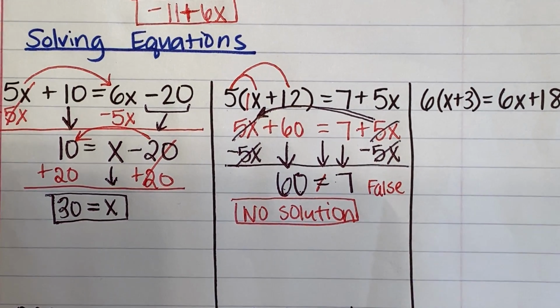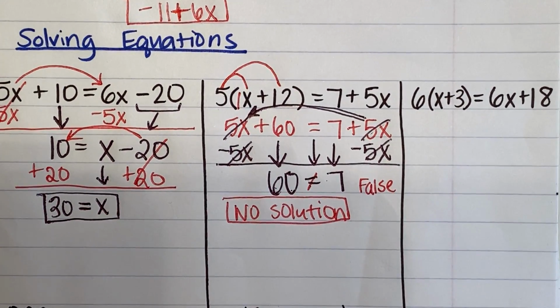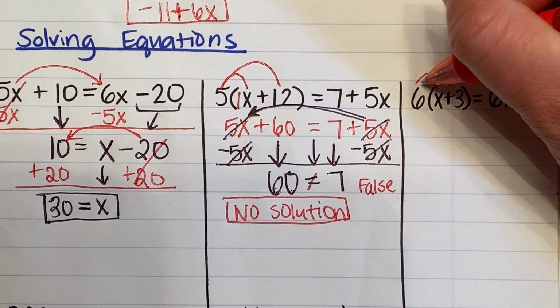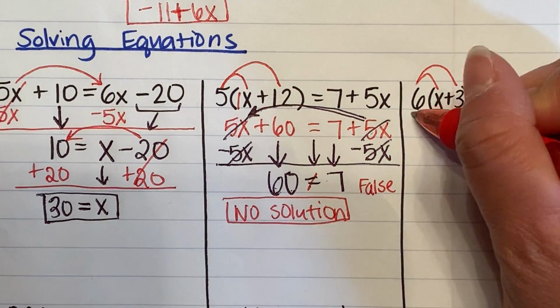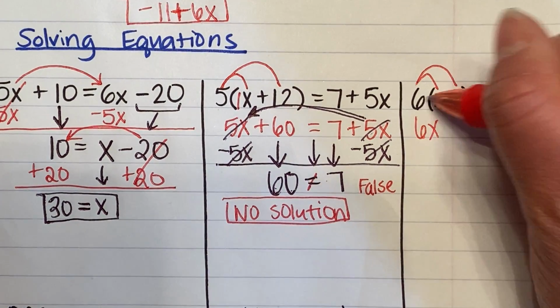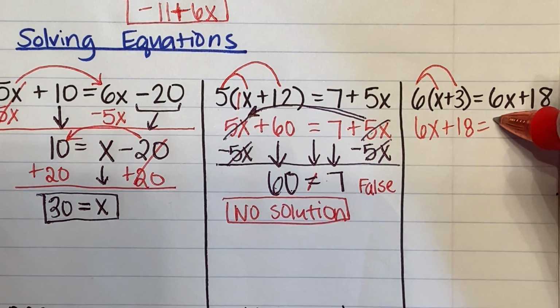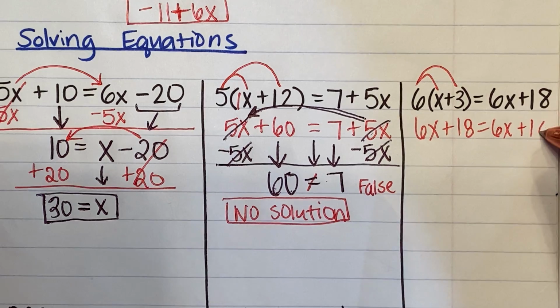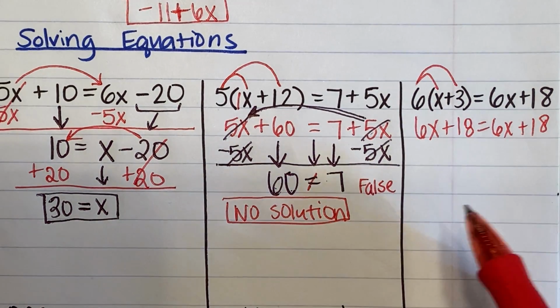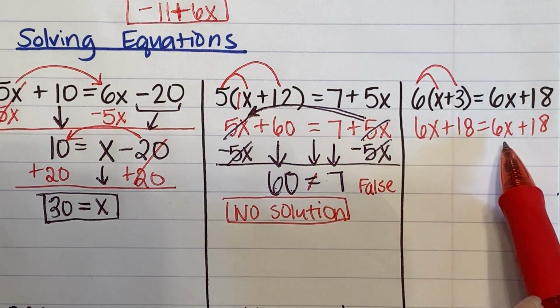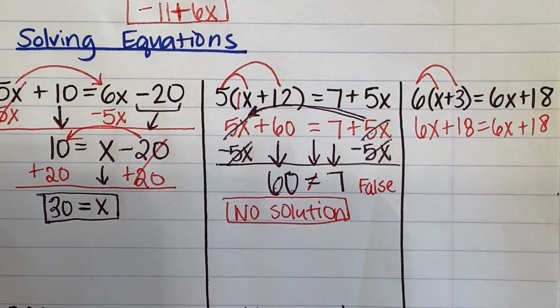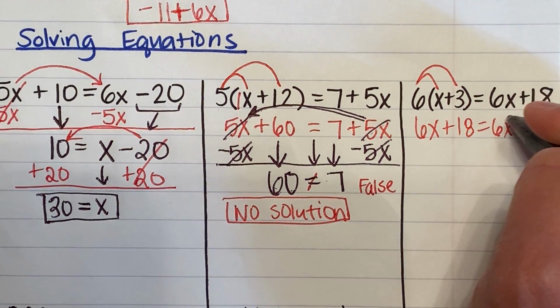Okay, our last example is going to be 6(x + 3) = 6x + 18. Now I see parentheses, I'm going to distribute and multiply. So 6 times x is 6x, 6 times 3 is a positive 18, equals, everything on the right stays the same, 6x + 18. When I look at this, I can automatically identify that I have the exact same numbers on each side of the equal sign. But let's go ahead and continue to solve because it may not be that easy sometimes.